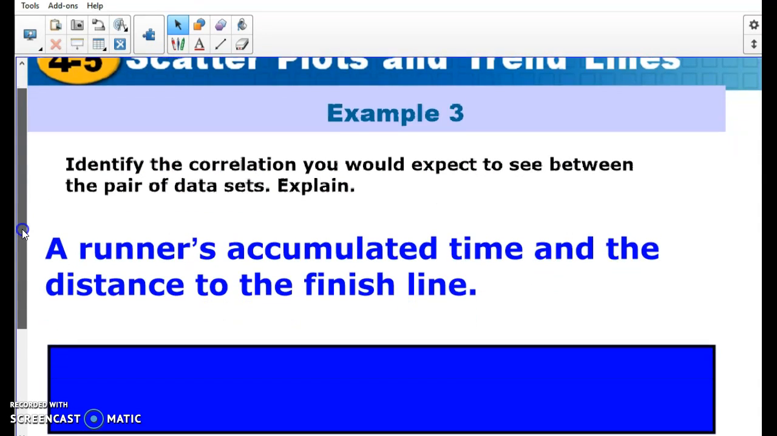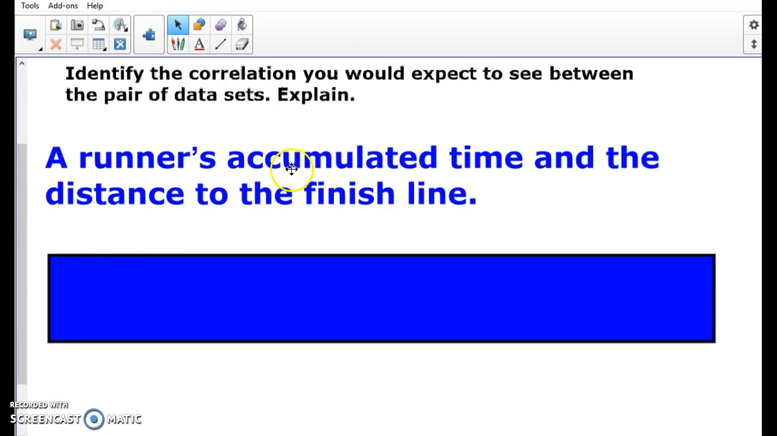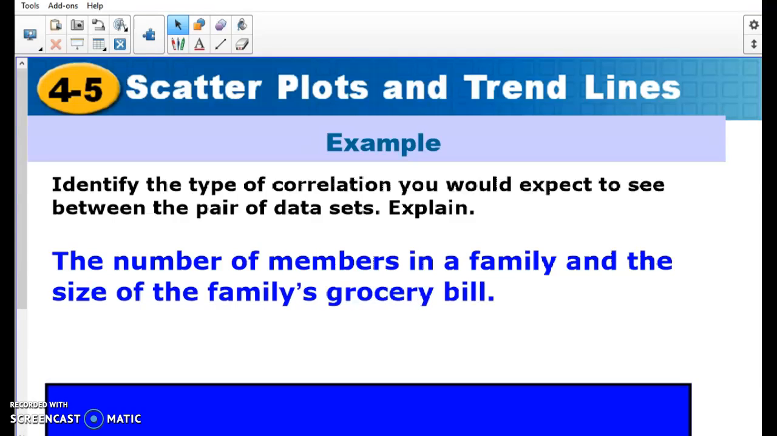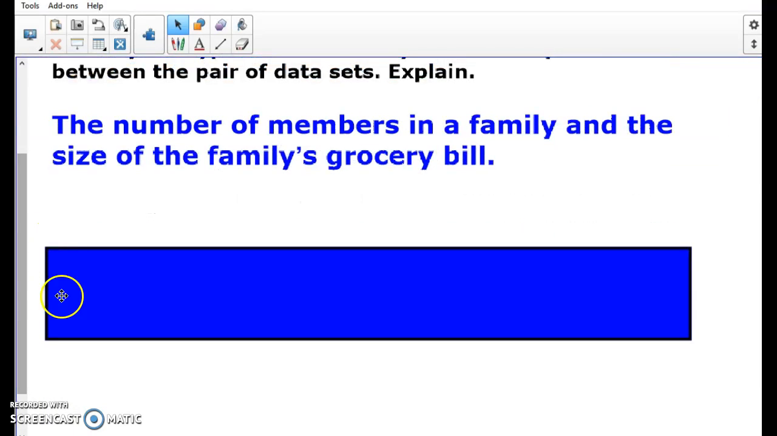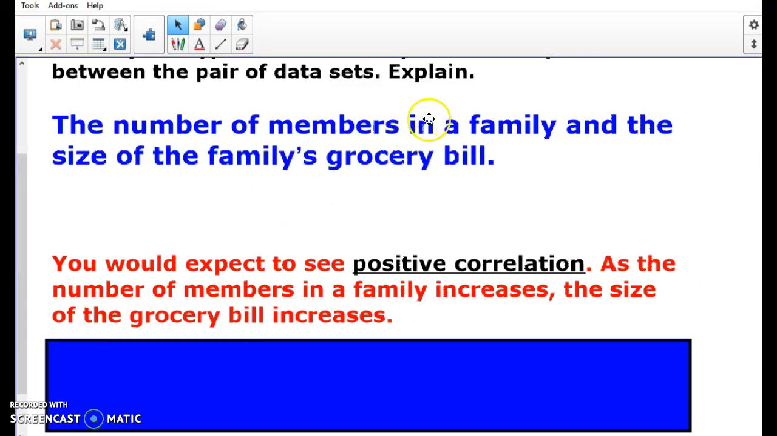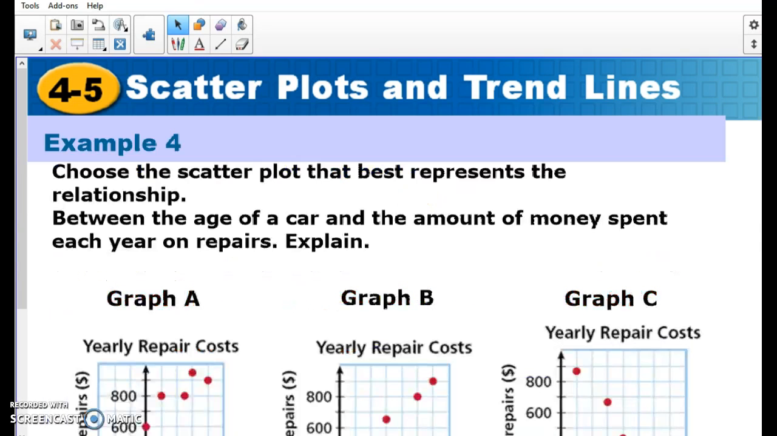Remember, a runner's accumulated time and the distance to the finish line. So accumulated time means that the more they run, the closer they get to the finish line. And that is going to be true, and it's going to have a negative correlation because when one goes up, the time is going up, the distance is going down. Unless you're running in the wrong direction, when you're running a marathon or running a race, the more you run, that means the closer you are to the finish line. So one's going up and one's going down. So that's going to be a negative correlation. And then this one's talking about the number of members in a family and the size of the grocery bill. Well, that's going to have a positive correlation. The more people in a family, the more the grocery bill is going to be.